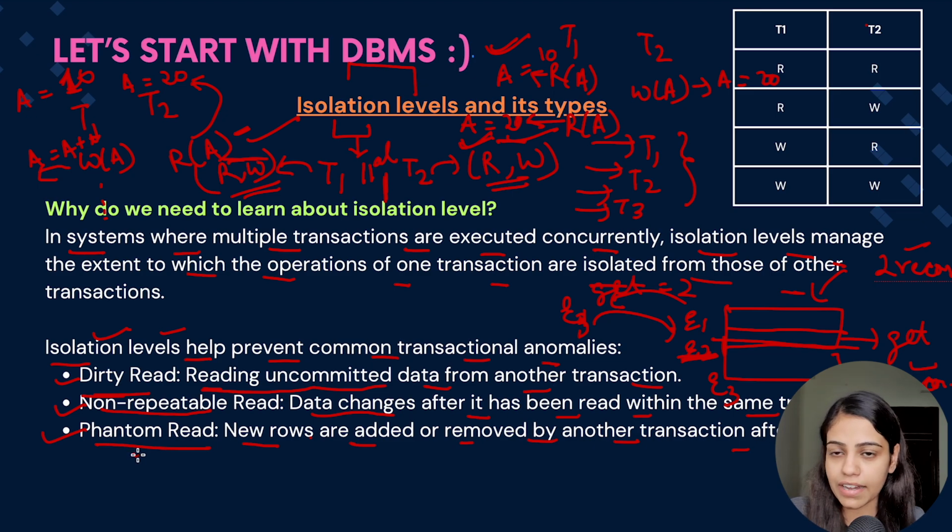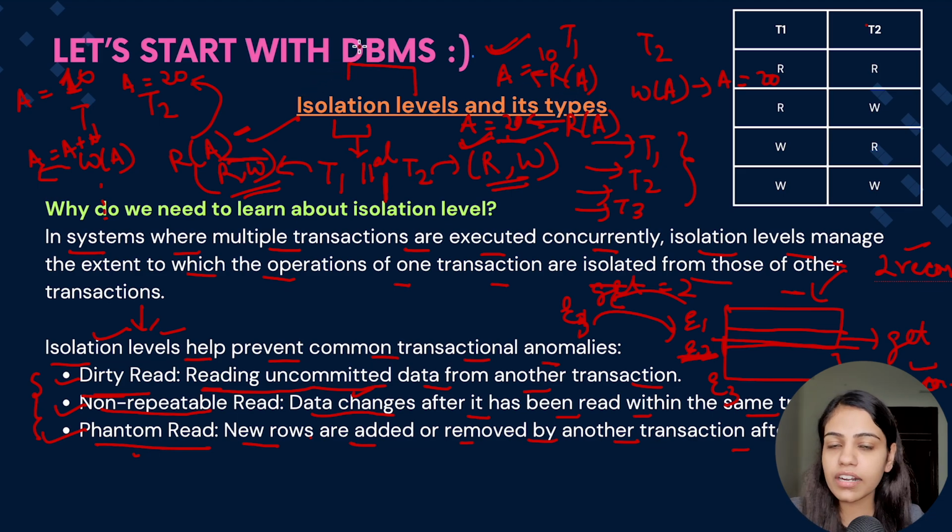It causes the phantom read. Whenever we are reading any uncommitted data from another transaction, a dirty read happens, and whenever there are some data changes in the same transaction, that is called a non-repeatable read. So these are some of the anomalies which are taken care of as part of isolation levels.